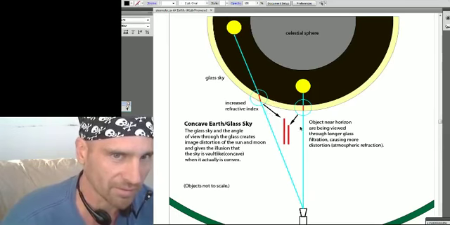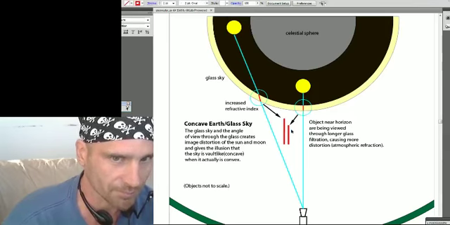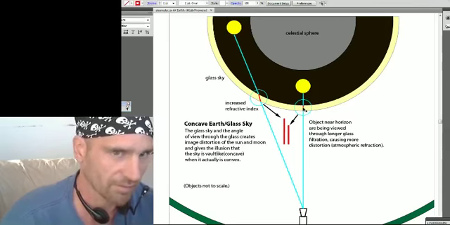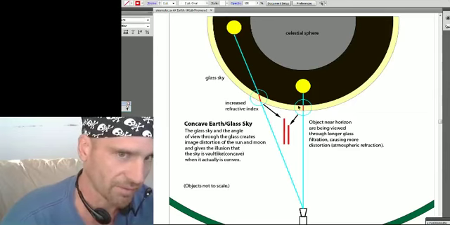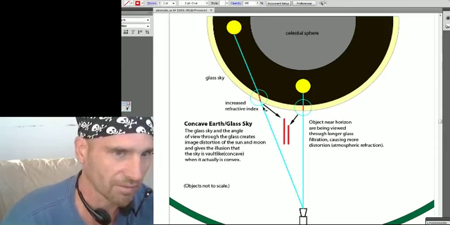If you're looking at the sun, let's say at noontime, there's going to be less refraction, less distortion. The objects are going to be more spherical, because the thickness of the glass is actually thinner than it would be if you were looking at it at the horizon.